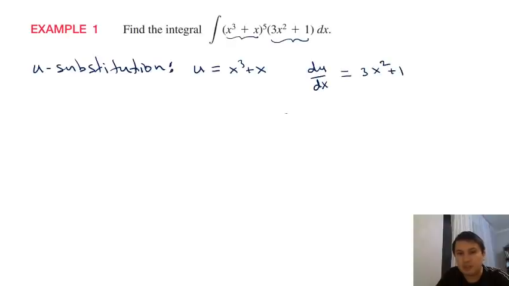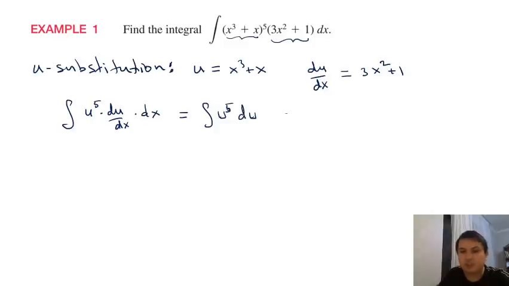So this part is exactly du/dx. Let's make this substitution. Instead of x cubed plus x, I have u, raised to the power 5, and the second term becomes simply du/dx times dx. What we saw in the previous slide was that in some sense dx cancels, and you will get the integral of u to the 5 du.